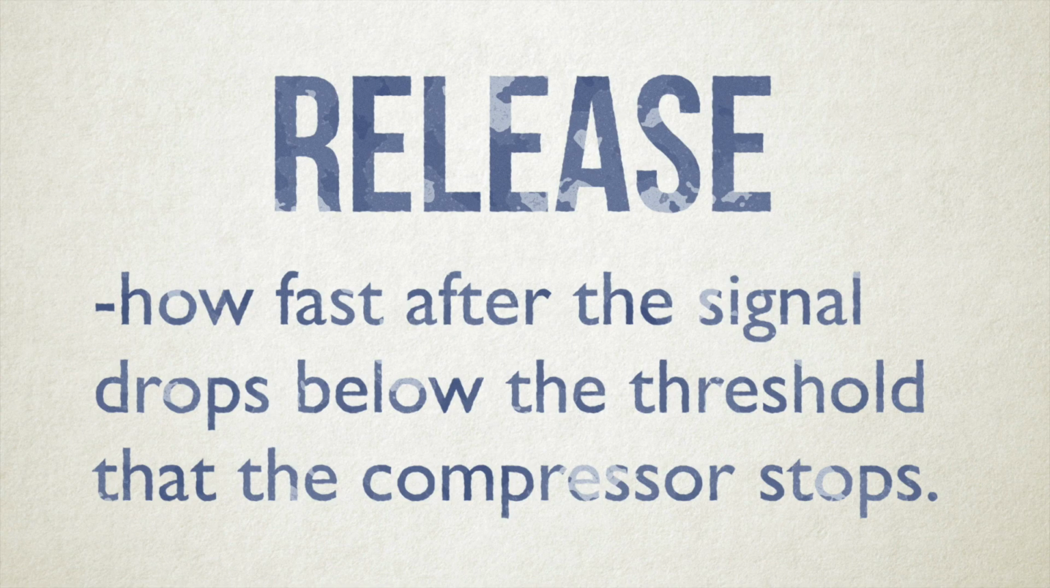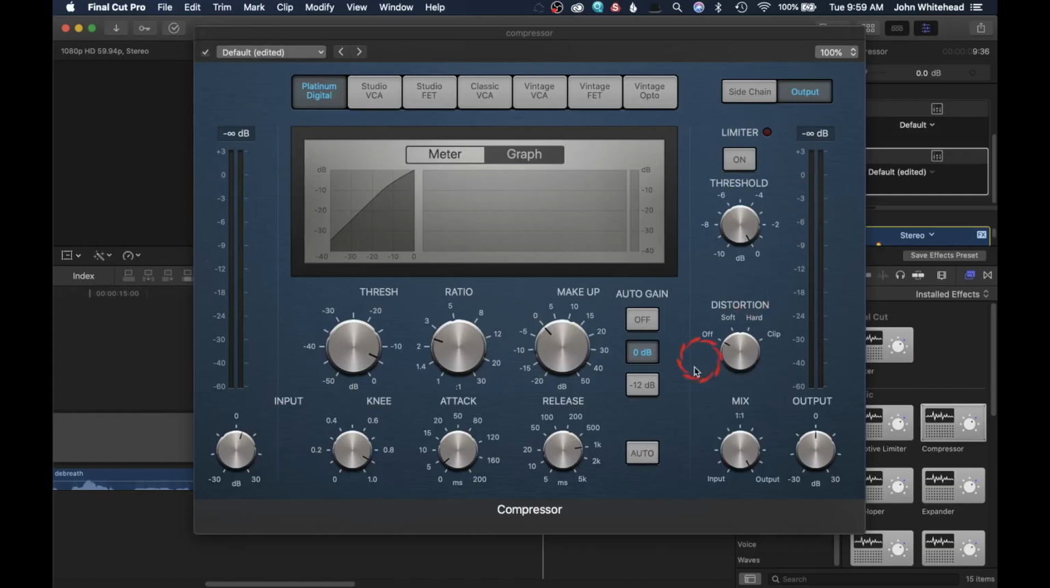The next thing that we have here is release. Release means how long after the compression starts working and the signal drops below the -3 does the compressor stop working. So release is kind of like ending what the compressor is doing. Basically, it's going to start and then it's going to stop. What this is doing is how fast does it release that compressor signal.